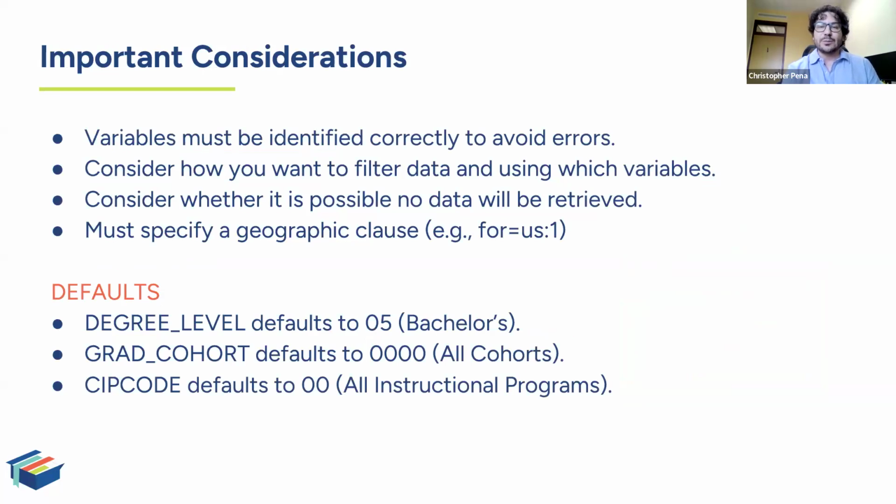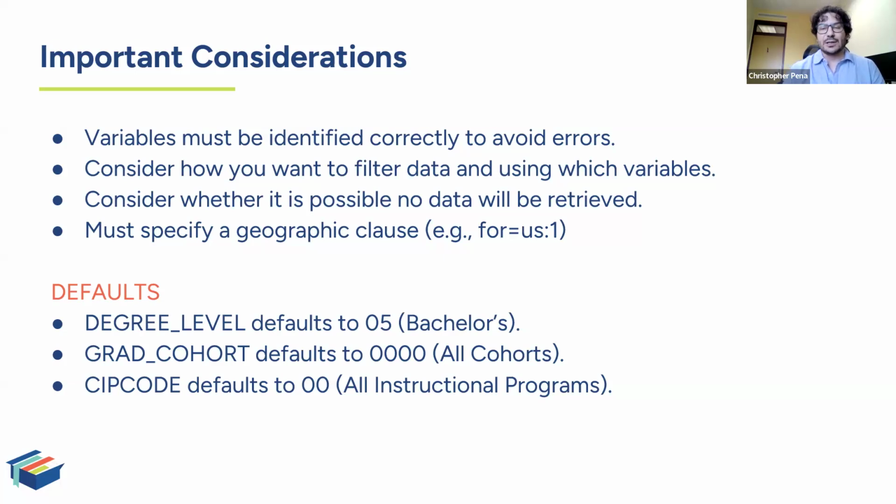A few things that you want to keep in mind if you're using the API for the PSEO dataset. First off, this is programmatic, so you need to make sure that things are precise. So your variables need to be identified correctly. They have to be exactly the same as they're listed in the documentation. You also want to think about how you want to filter the data. We'll see how we can do that in just a minute, and which variables you want to use to do that.